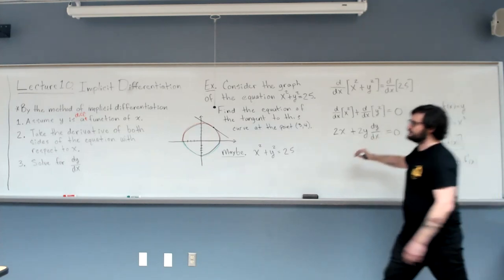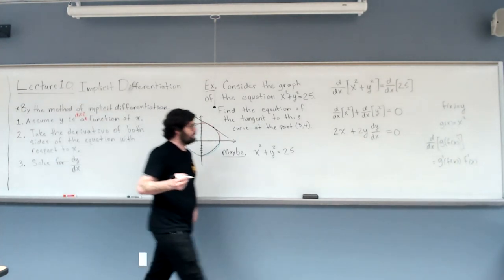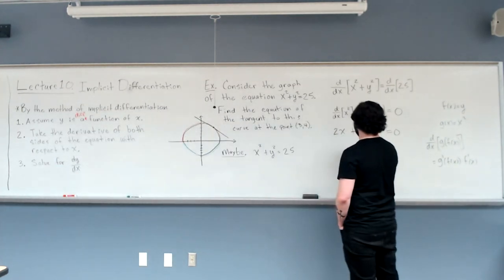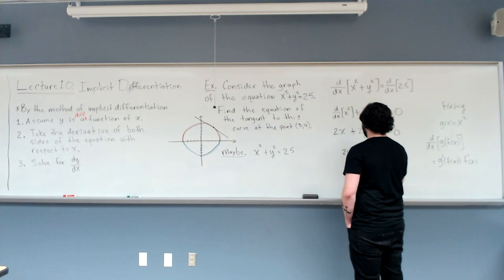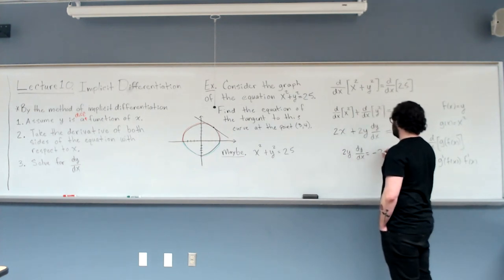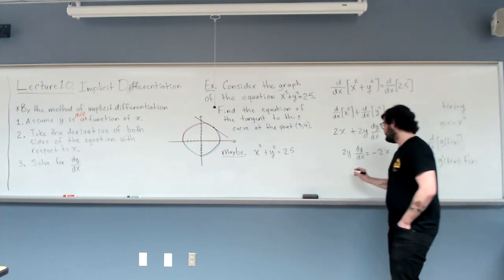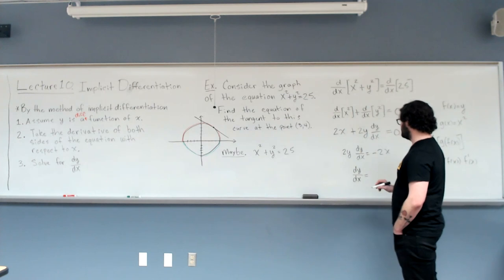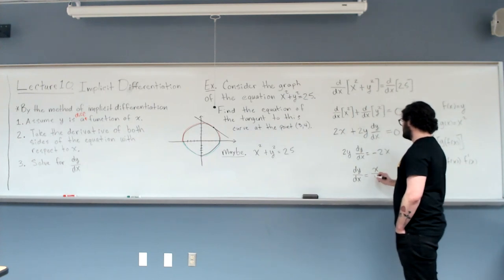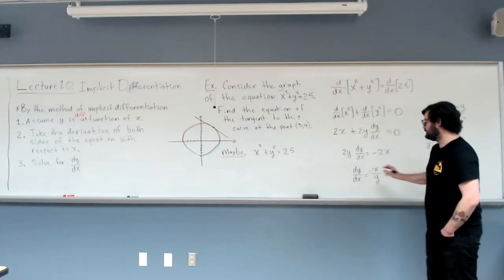So now we have that, and we can solve for that derivative. So what does this become? 2y times dy/dx is equal to negative 2x. Divide both sides by 2, divide both sides by y, and we get that dy/dx is equal to x over y. Negative x over y.